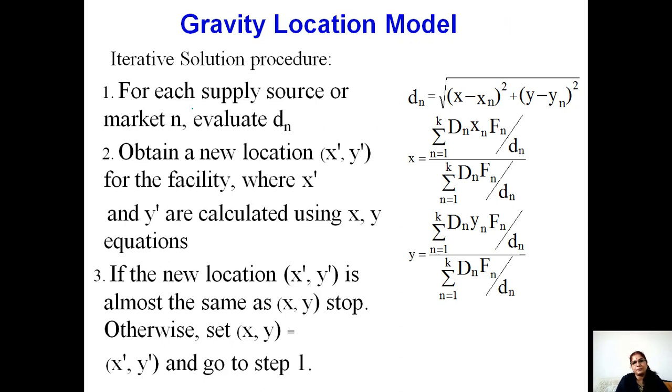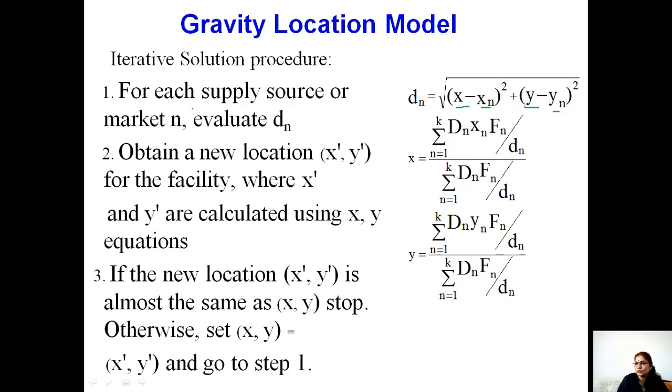How to calculate mathematically is explained in this slide. I already mentioned this model makes use of an iterative solution procedure. What is to be done? For each supply source and market n, evaluate dn. How to evaluate dn? We already saw in the previous example. The xn and yn for the market and source will be given in the problem. So this will be given as data. XY to be calculated for the first iteration.